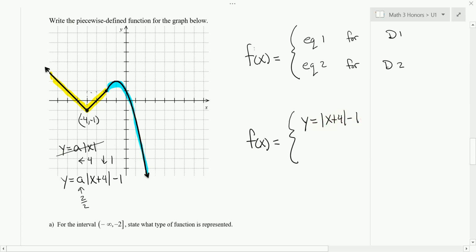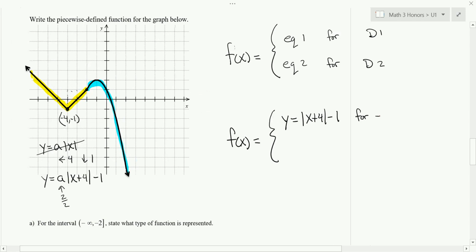Okay. There is a domain part there, and I'm going to put that in right now. So how far left is that yellow one going? Negative infinity, less than x, all the way up to how far right does the yellow one go? Negative 2. Now I get to pick open circle, closed circle. I'll make it equal to it, so I'll put less than or equal. Okay. Now for the second equation.